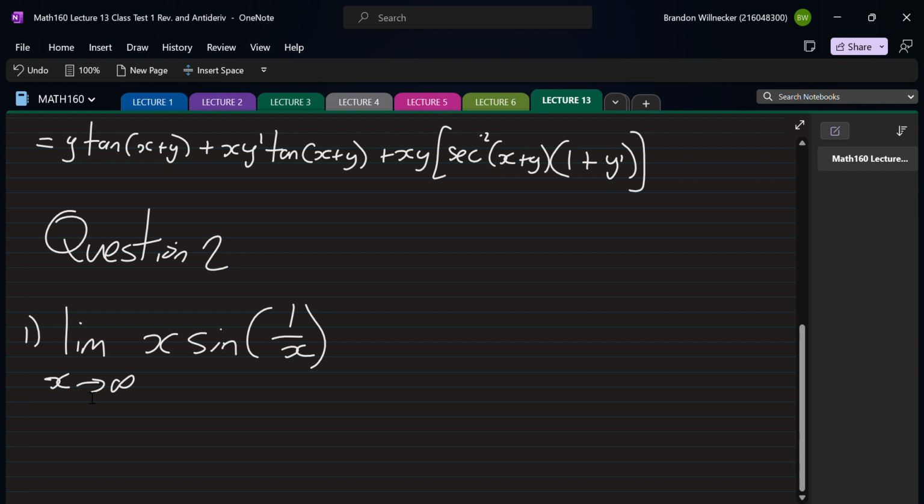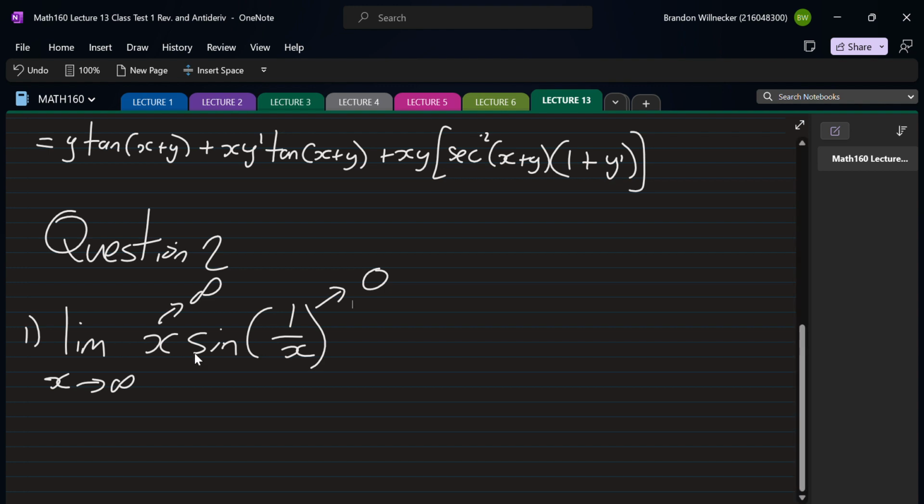So here, if x goes to infinity, this first term goes to infinity. What about the second one? The sine function is continuous, so we can look inside. 1 over infinity goes to 0. The sine of 0 is 0, so this goes to 0. So we have infinity times 0. That's an indeterminate form. We can use L'Hopital's rule.